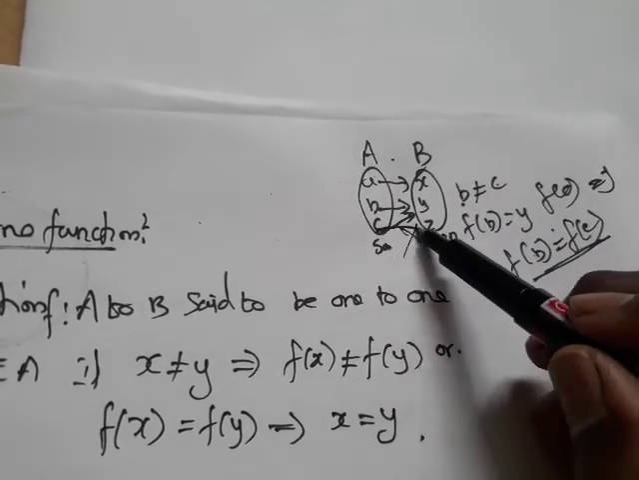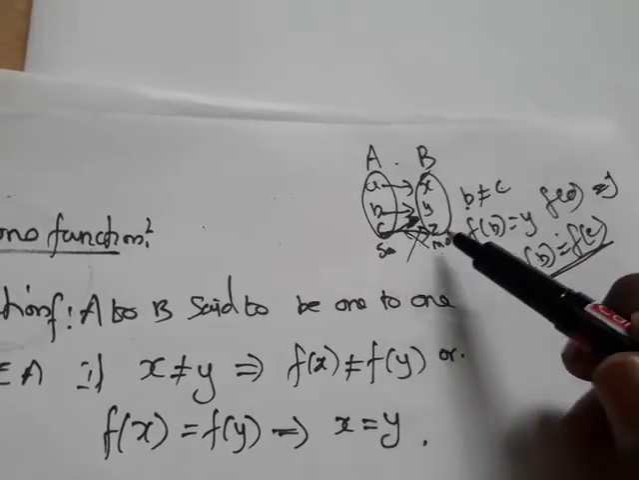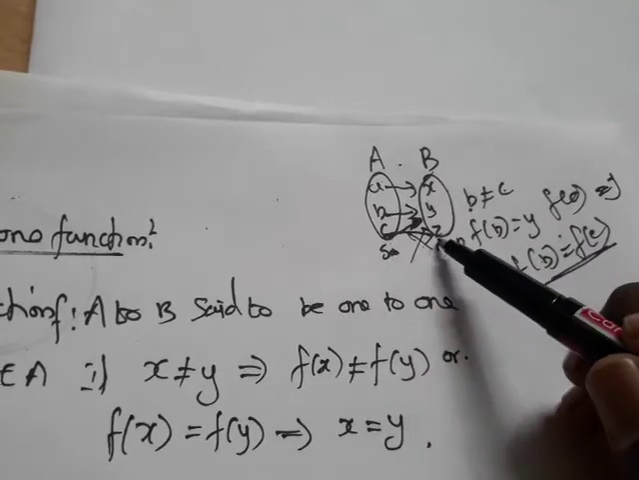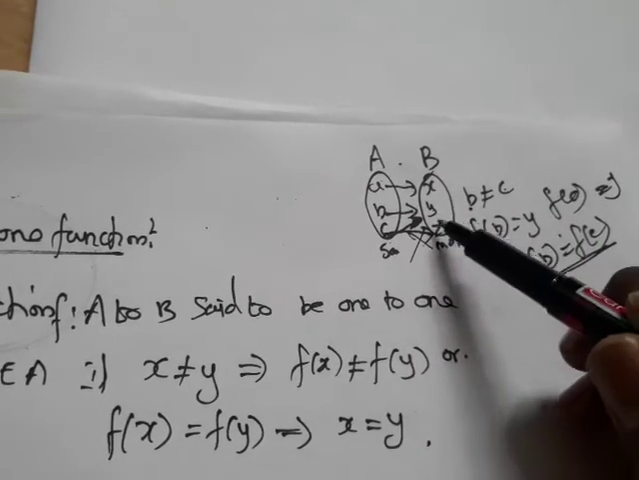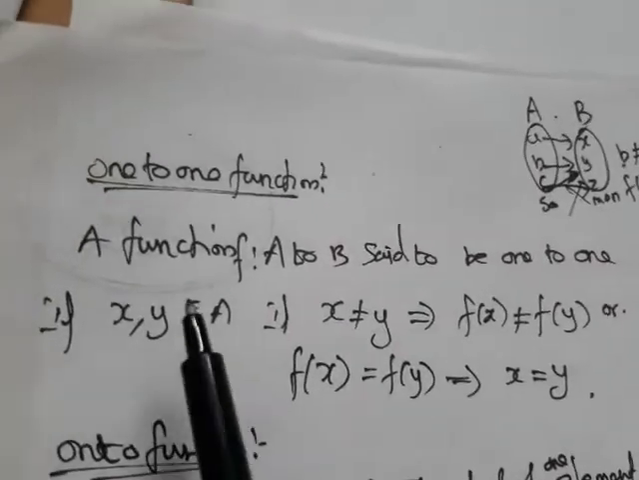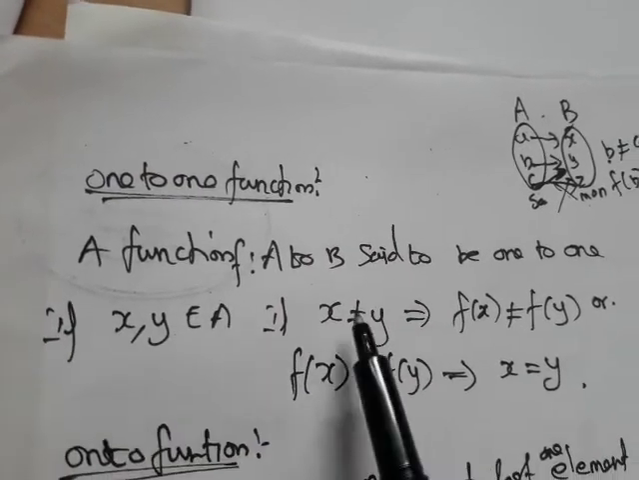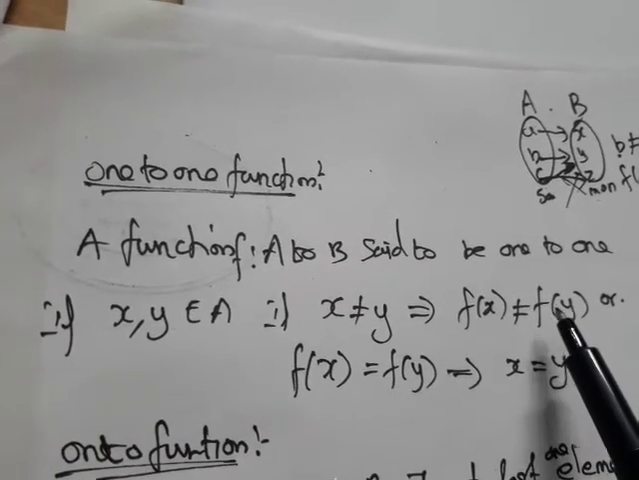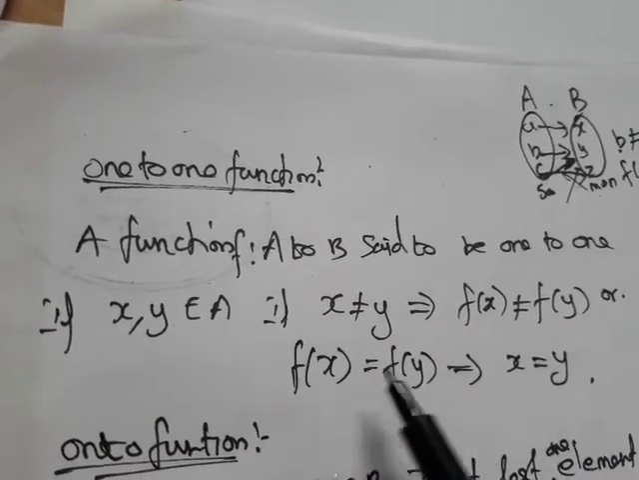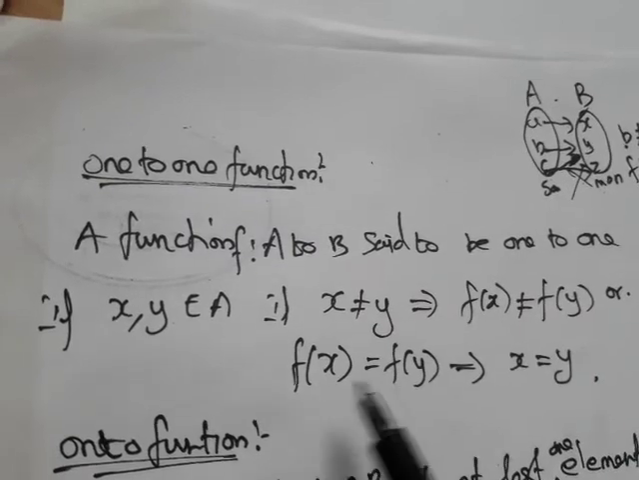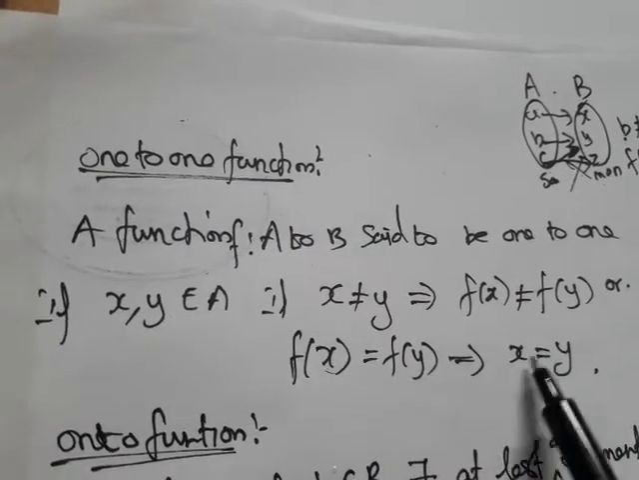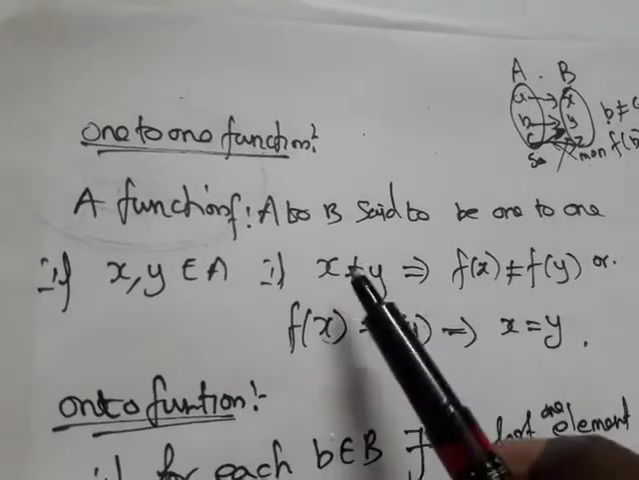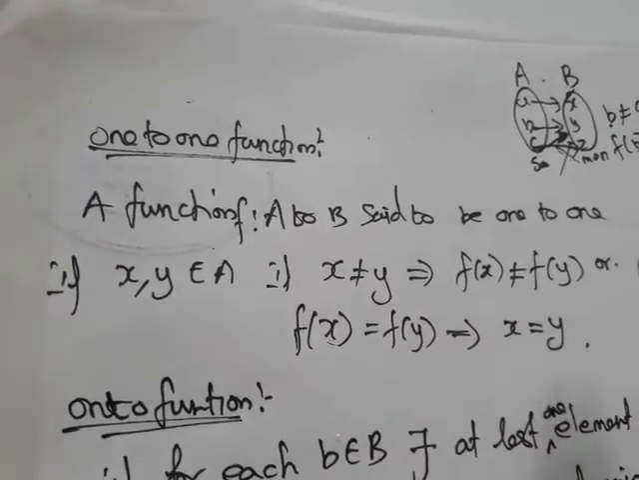If C connects with Z, then we say it is a one-to-one function, because the value of B is Y, and the function value of C is Z, so these two are not equal. So that is a one-to-one function. What do I mean by one-to-one function? Different domain elements have different images in the codomain, or if the function values are equal, then the domain elements are also equal. The first one is more understandable: different domain elements having different images in the codomain.